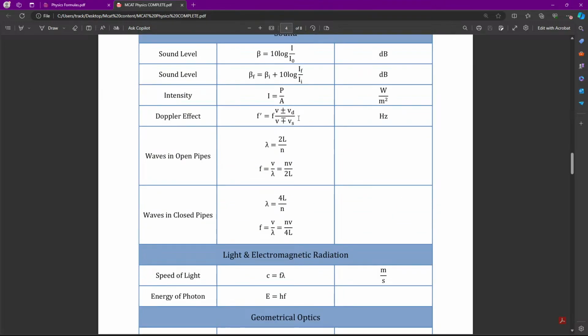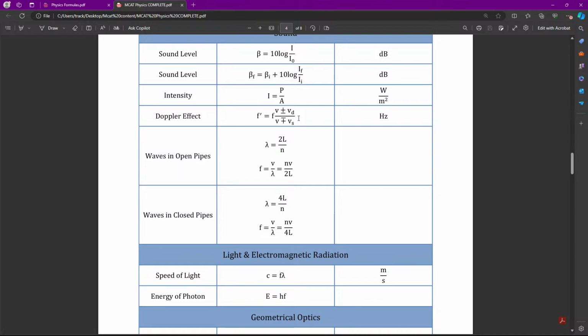Sound level is beta equals 10 log of I over I naught. Sound level final is equal to beta initial plus 10 log of I over I naught. Intensity is equal to power over area, so watts per meter squared. Doppler effect, I hated it.